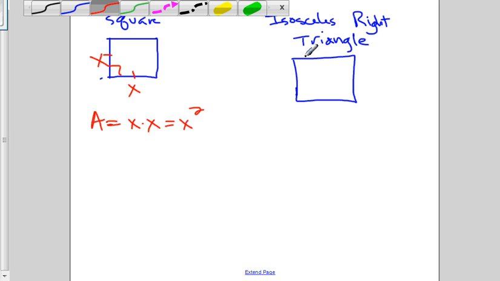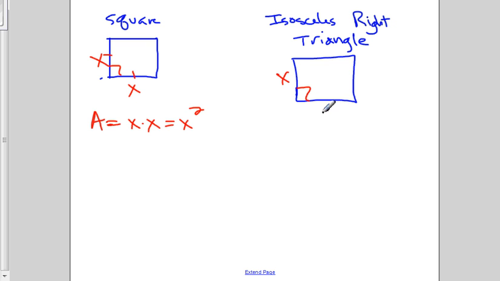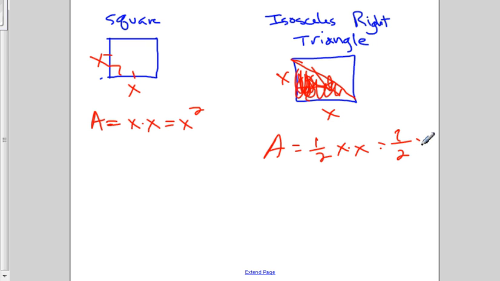Alright, so let's come back here. We're going to look at an isosceles right triangle. If I have a square and I draw this diagonal, then what's the area of just this triangle? That's a right angle, which is why I built it within the square. It's going to be 1/2 base times height, which is just 1/2 x squared. So very similar to what we just did.